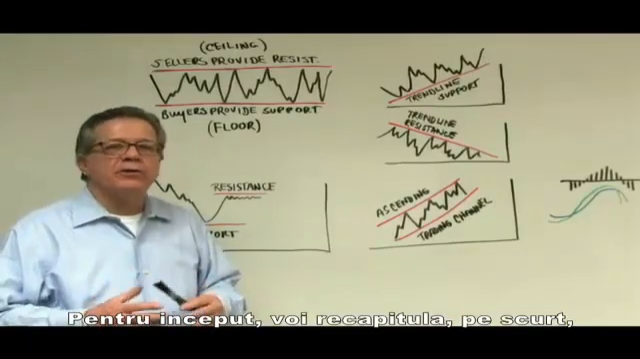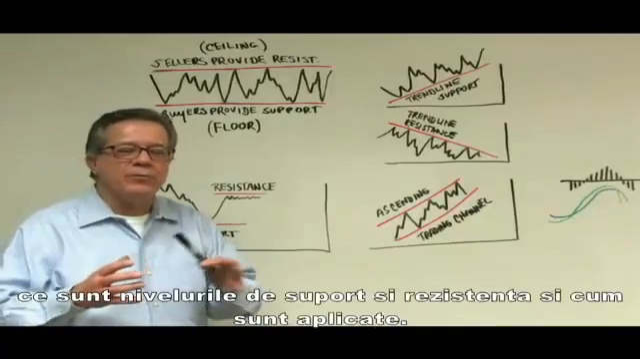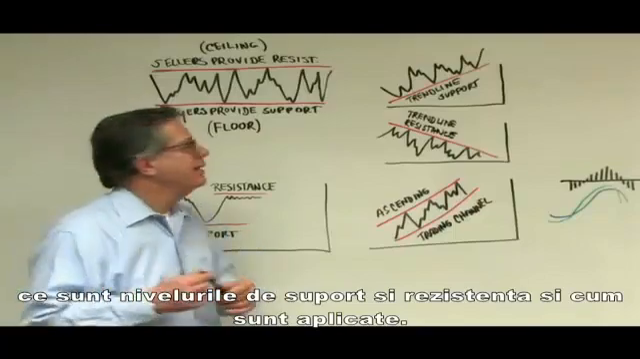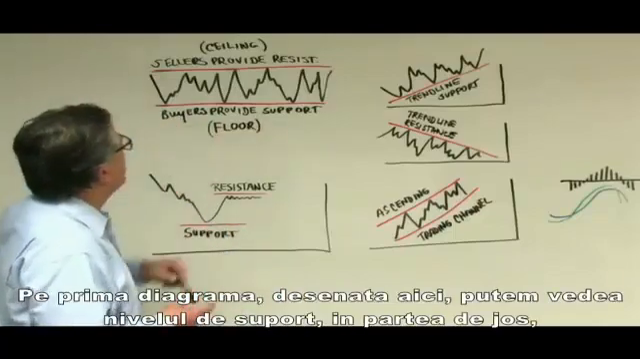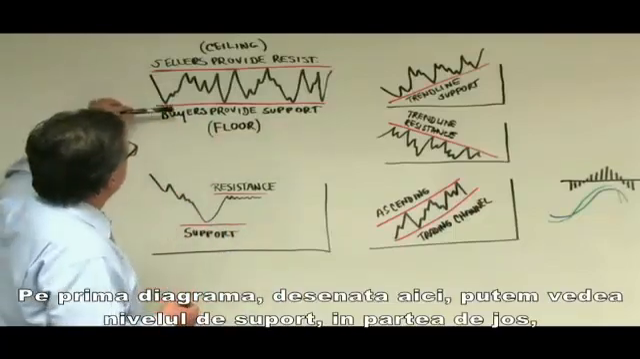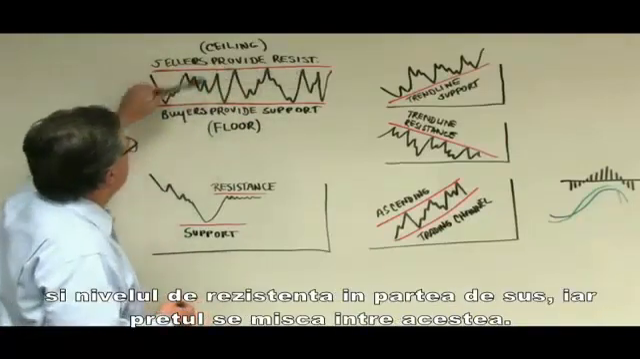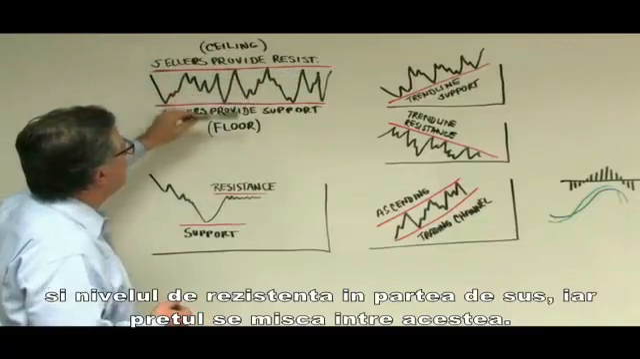And the first thing I want to do is just go over briefly a little bit about what support and resistance levels actually are and how they are put in place. On this first diagram that I have up here, you can see we have a level of support at the bottom and we have a level of resistance at the top with price action moving in between.